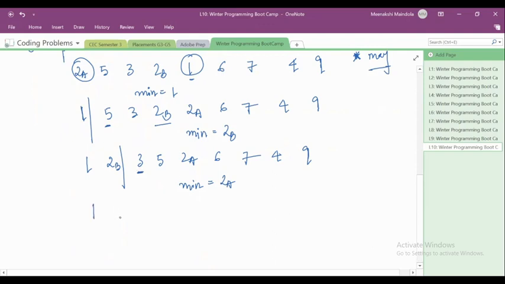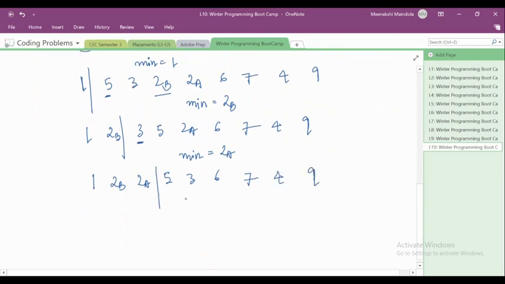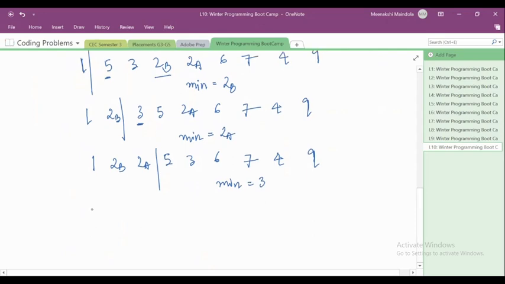We get 1, 2b, 2a, 5, 3, 6, 7, 4 and 9. We consider this part of the array as sorted and we move forward, find out the minimum element, which is 3 this time, and now store it at its correct position. So we have 3, 5, 6, 7, 4 and 9.